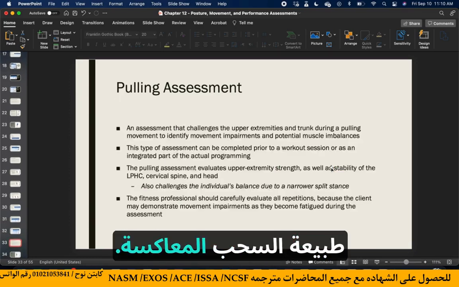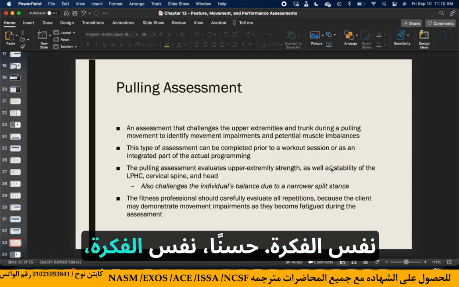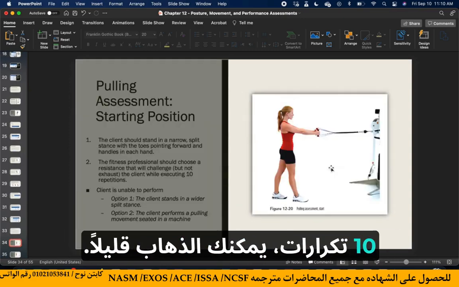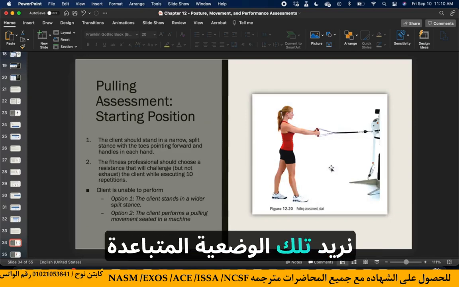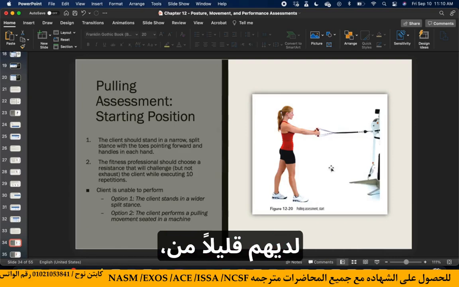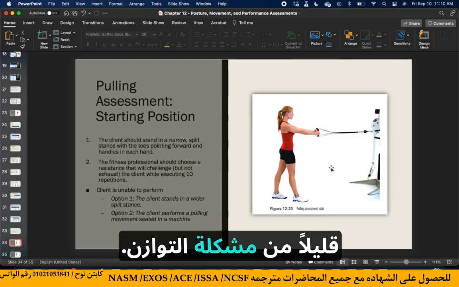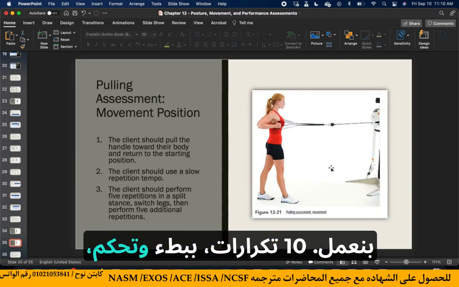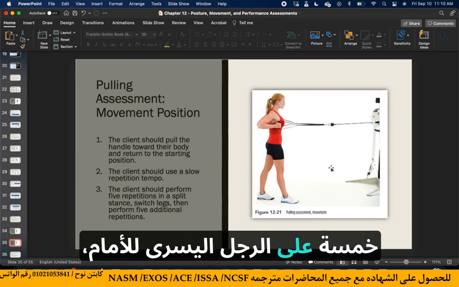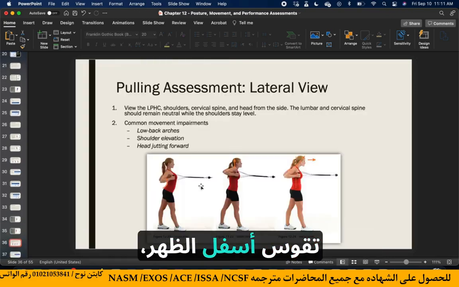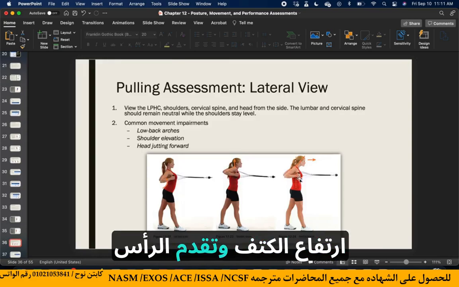Pulling, opposing nature, same idea, same positioning, just instead of pushing the weight forward, we're going to be pulling it back. The same premise, 10 reps. For this one we want that wide split stance, but it could be narrowed up if they have a little bit of a balance issue. Then just pulling, 10 reps, slow and controlled, 5 with the right leg forward, 5 with the left leg forward, or vice versa. And we're looking for the same impairments: lower back arching, scap elevating, and forward jutting head.